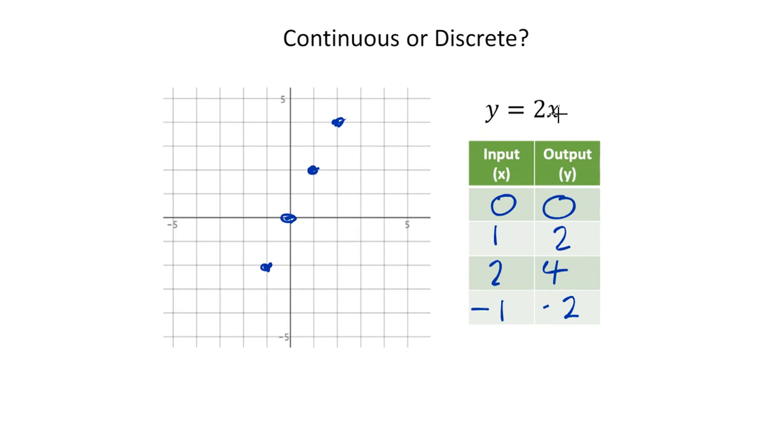I could pick X as 0.1, and I would get Y as 0.2. That'd be somewhere like right here. And I could pick all these different values in between these points that I've given you, right? This is a continuous domain and range. Every single value in between a specific X and Y value is part of the domain and range.